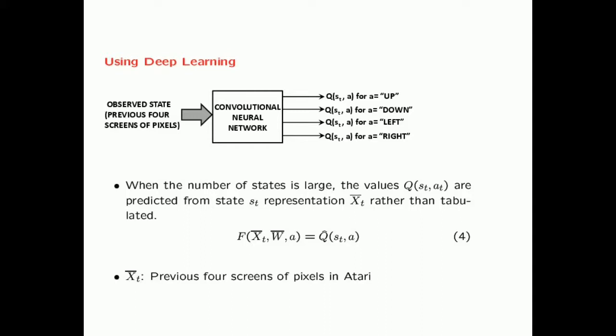So instead of maintaining a table, you have a convolutional neural network which takes the state as input, and it outputs Q(s,a) for all possible moves. Let's say in your Atari game, your console gives you up, down, left, right. It will give you Q(s,a) for each possible state action pair. So instead of Q(s,a), I'm going to use the notation F(xt, W). Now xt is the feature representation of state st, and W is the weight vector inside the convolutional neural network. So instead of learning the table of state action pairs, now we are trying to learn W. These are the parameters which enable the neural network to map the states to the Q values.